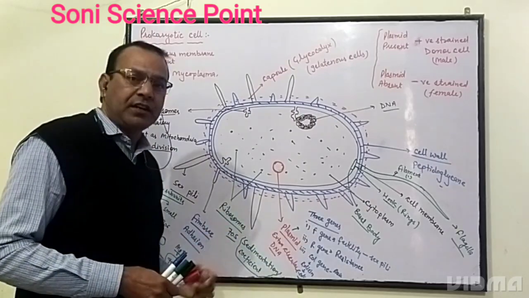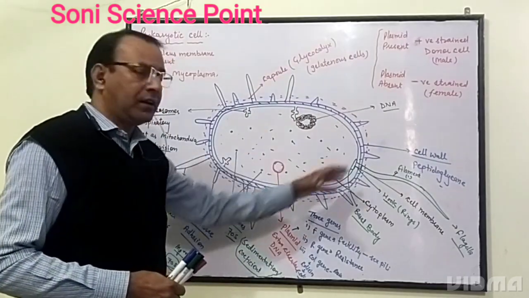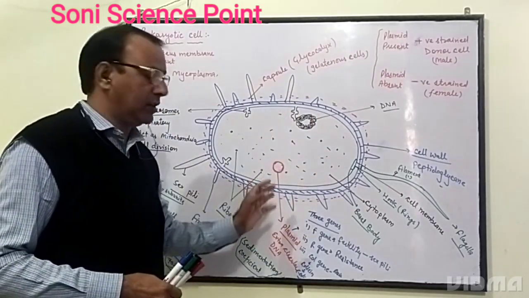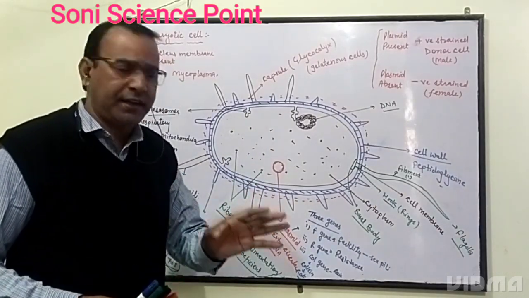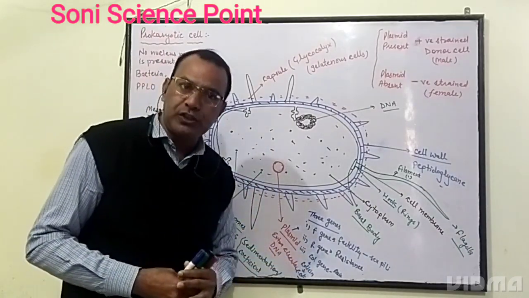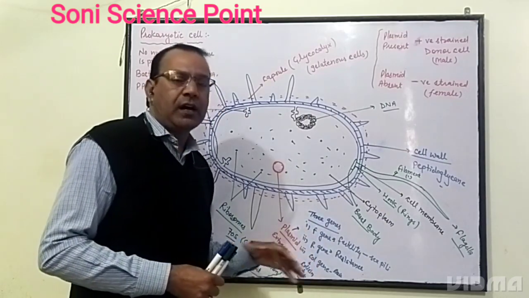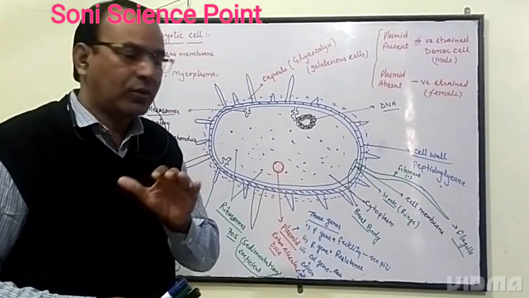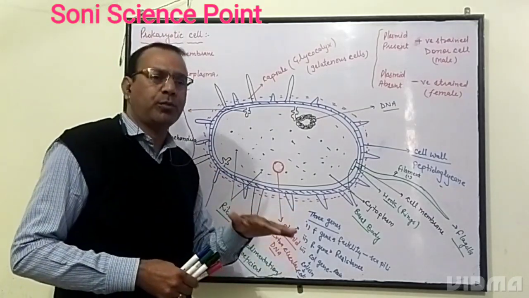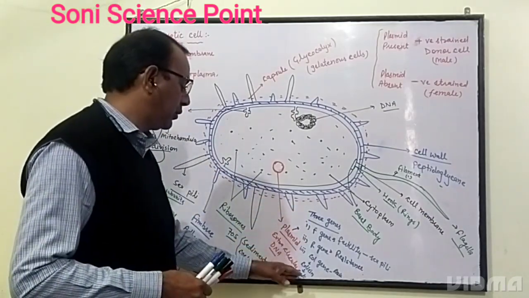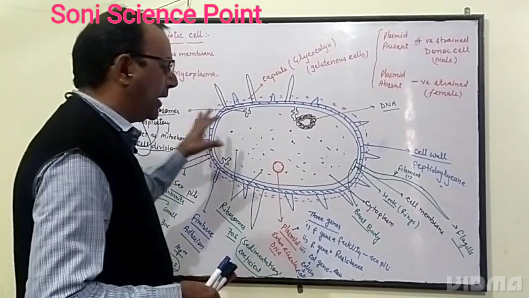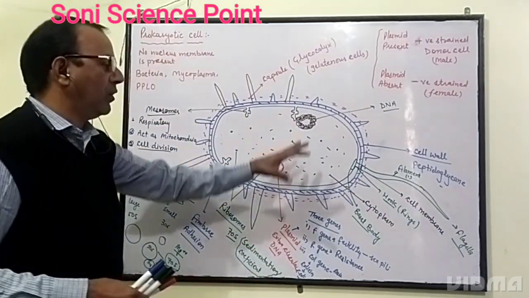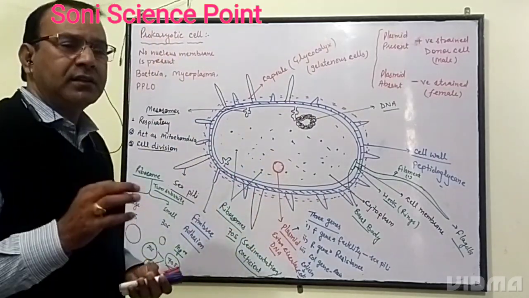Second one is R gene. R gene provides resistivity against any outer chemical substance in the surrounding areas. And third one is Col gene. This Col gene also provides resistivity against the colicine. Colicine is the chemical substance or protein which is produced by the E. coli bacteria.